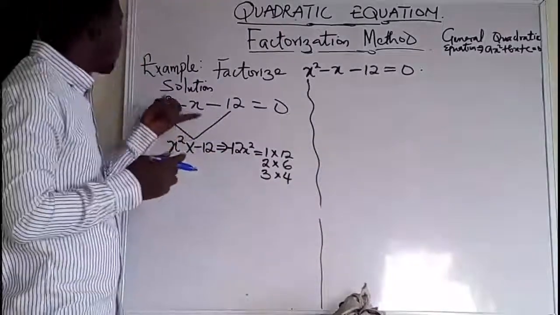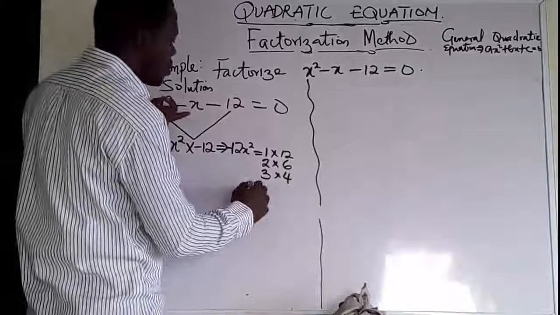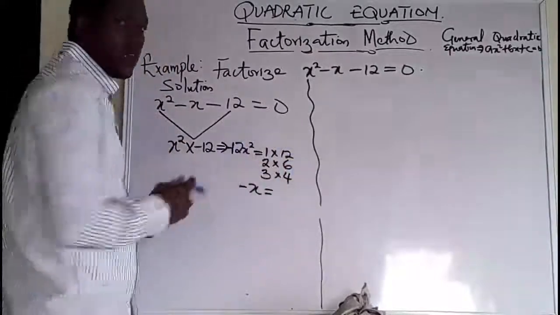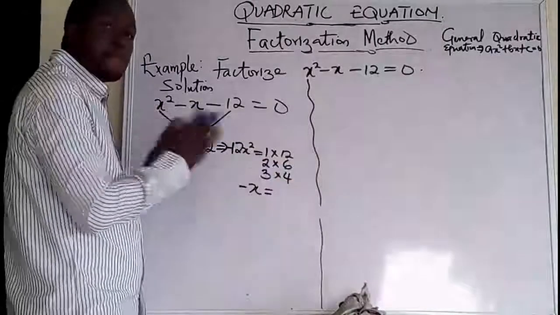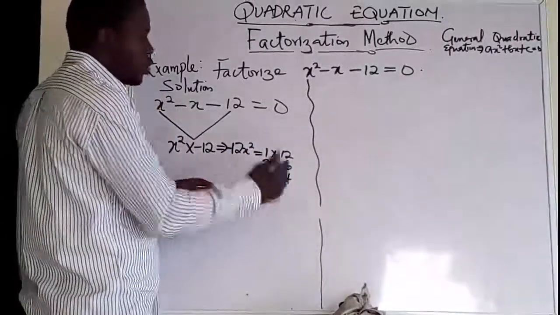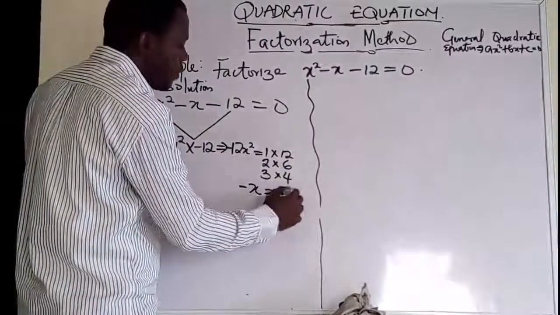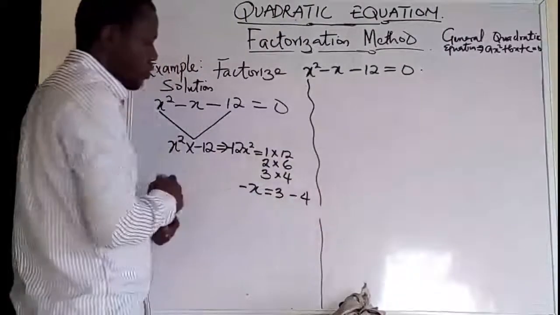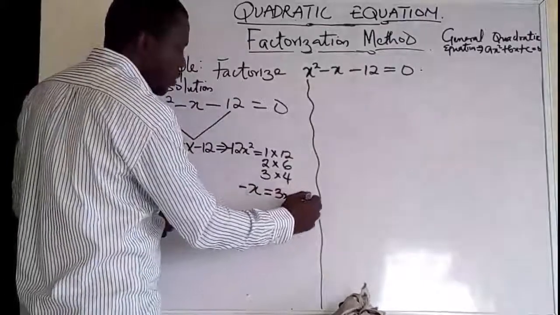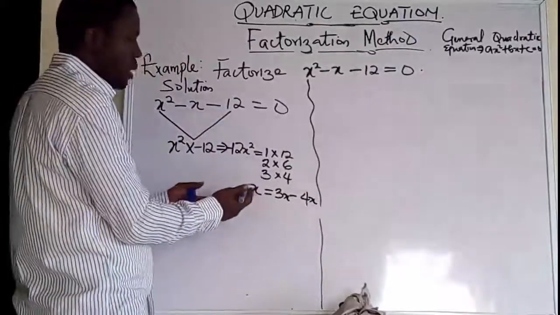So we'll now write this one down. That is minus x. Minus x. So now, out of these numbers here, which one can we add together or subtract that will give us minus x? So if we say 3 minus 4, that should give us minus x. Then we have to put x at the back, because that's 3x minus 4x. That should give us minus x.